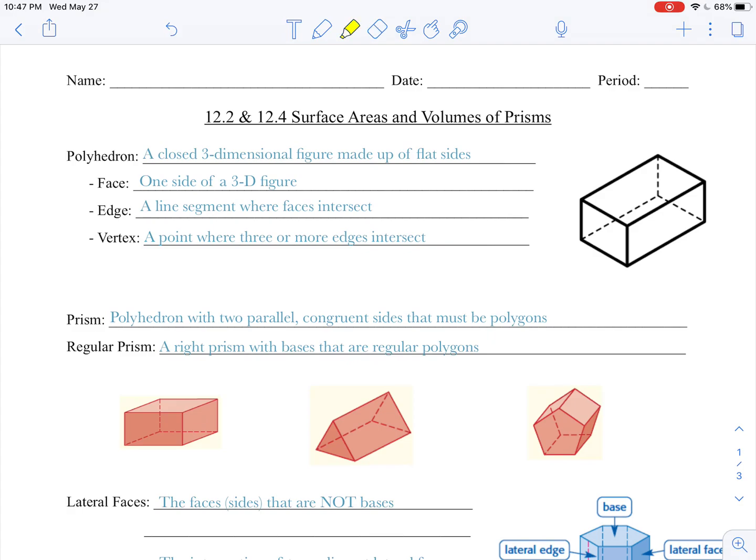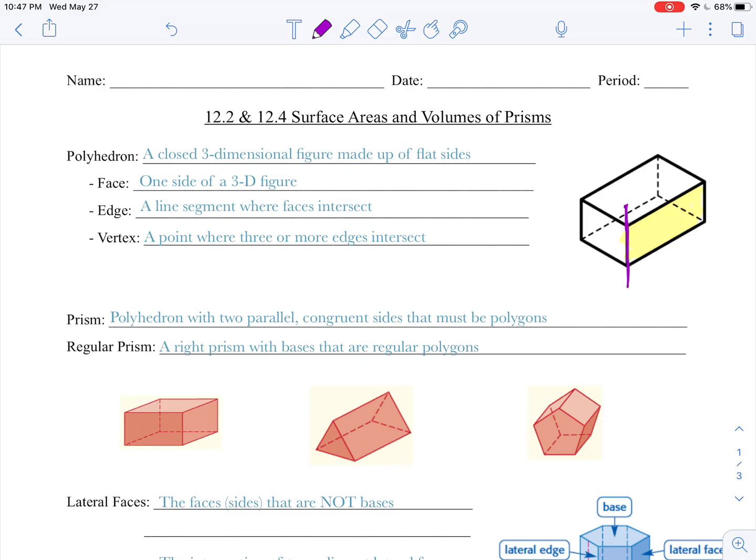When you look at a polyhedron, like a prism or like the box on the page here, polyhedrons have different parts. Each of the sides are called faces. So if you look at this box here, each one of these 6 different sides are the faces of the box. So here's one face on the right side, another one on the left, front, back, top, and bottom of the box.